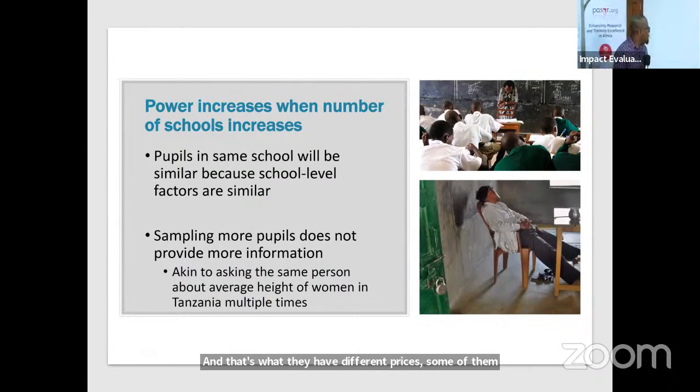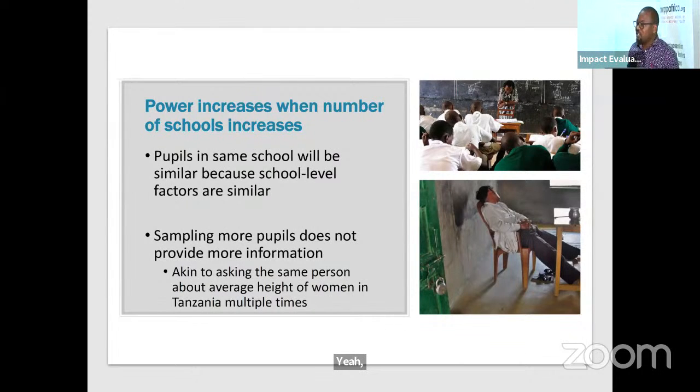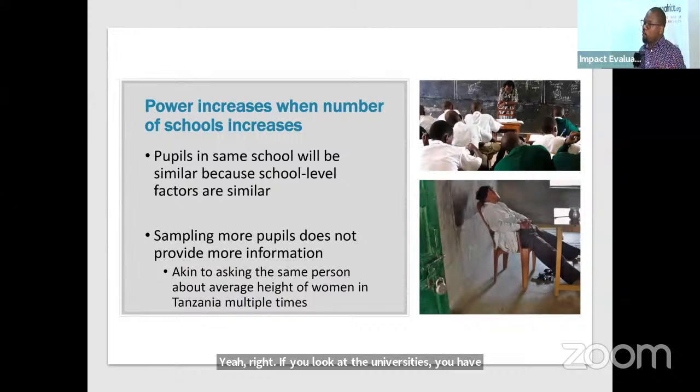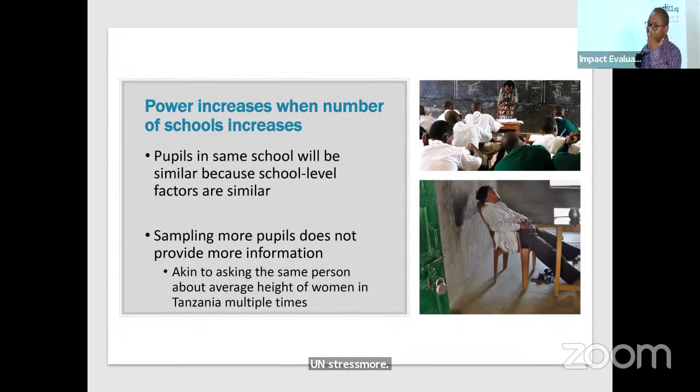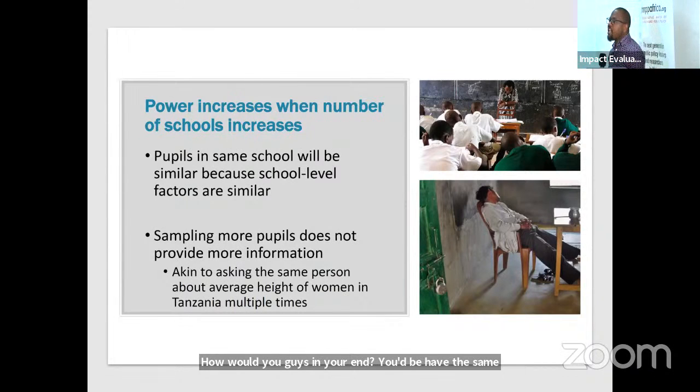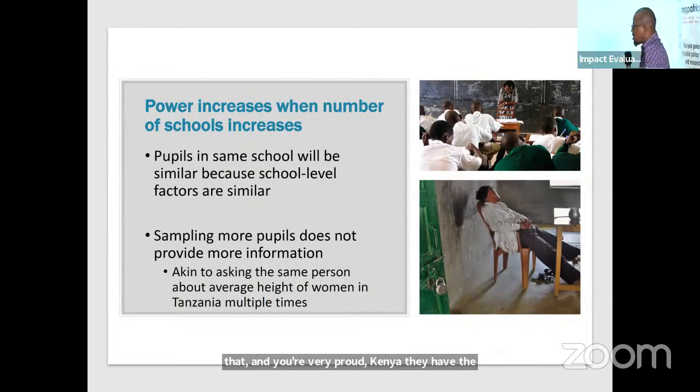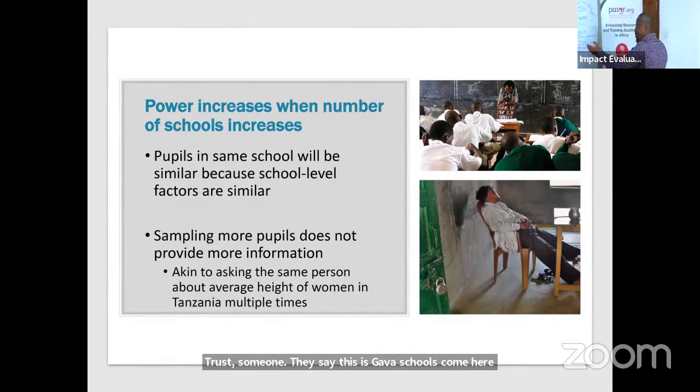If you look at the universities, you have UON, Strathmore, USIU, Kenyatta. Are we together? In UON, you'll behave the same way because you have the motto, UON this, UON that, and you're very proud. Kenyatta, they have the same also, but slightly different from yours, and they're very proud. Strathmore, they say, this is for the gava schools. USIU, they have this, you get what I'm saying?